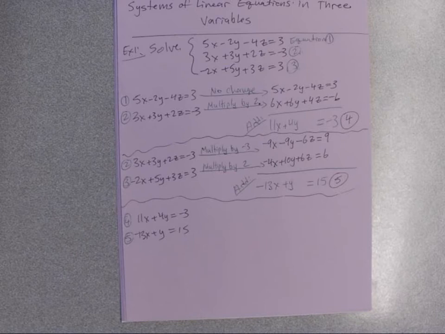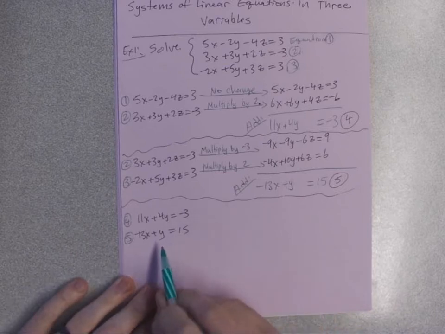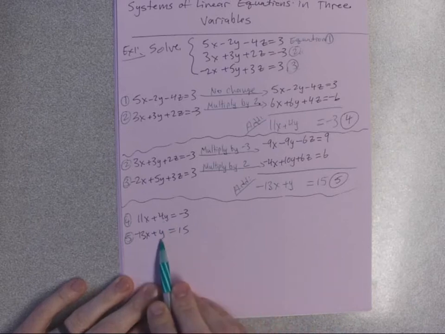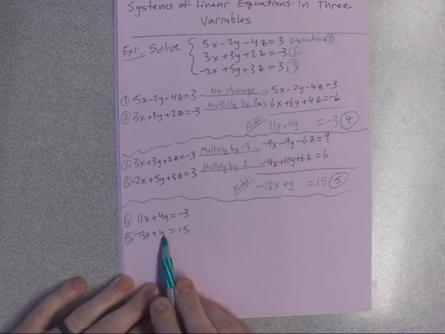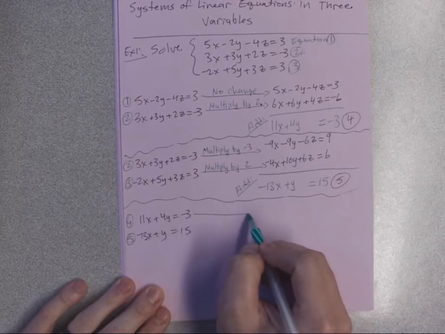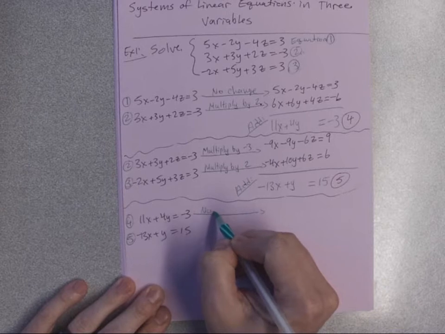Alright, continuing on, so to eliminate the y variable, I have a 4y here, and I have a plus 1y here. So I need to make this 1y into a negative 4, so when I add these y's together, it becomes 0. So I need to multiply equation 5 by negative 4. So the top has no change.